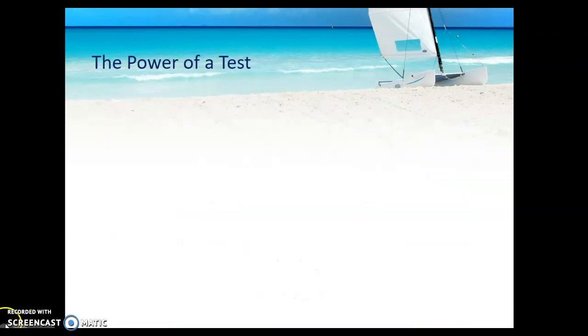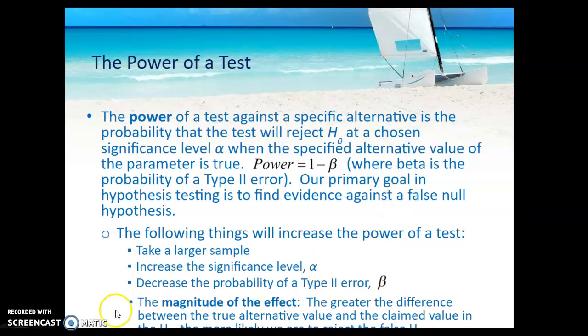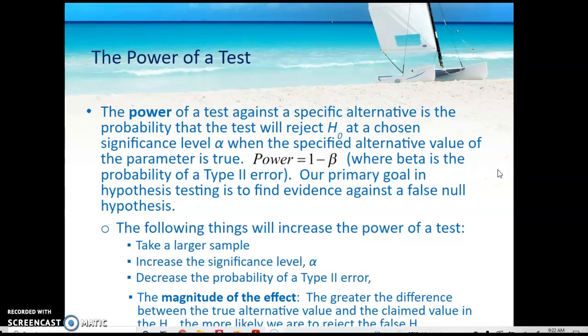It's called the magnitude of the effect. When there is a really big difference between what is claimed and what is actually true, for instance, about that population mean, it's easier for us to detect that difference and find evidence against that claim.